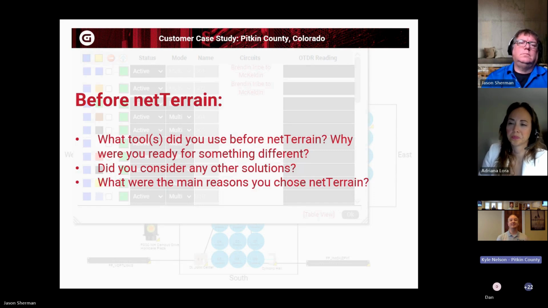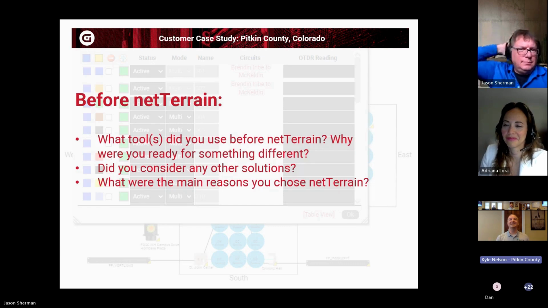We focused on the inside plant mapping first, and now that we finally got our fiber in the ground here, we're able to start building out our outside plant side of things as well. And just the experience with the netTerrain team working with local government, when we had questions and we pitched our use case, they understood it from the beginning.